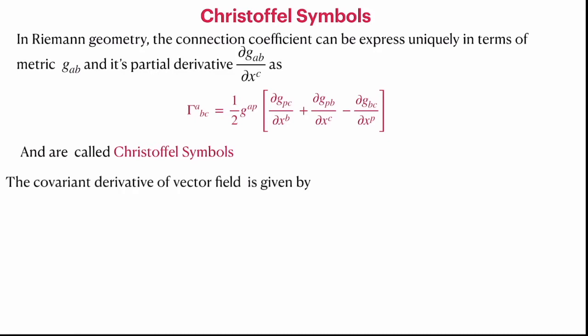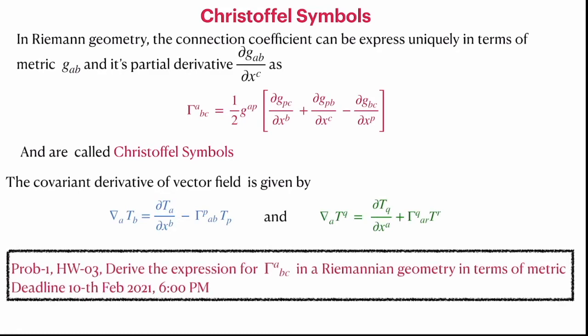So this is how, once we get the Christoffel symbol, we can do covariant differentiation in a given Riemannian geometry, and that is where we now get into a more practical way of doing Riemannian geometry. You have a homework, problem 1, homework 3: derive the expression for gamma ABC in Riemannian geometry in terms of the metric. The deadline is 10th February 2021 at 6 p.m. This is essentially the mix-up, or the soup, of indices which we have done in the last couple of minutes.